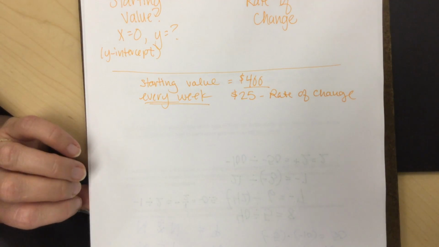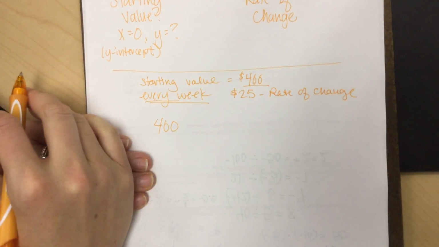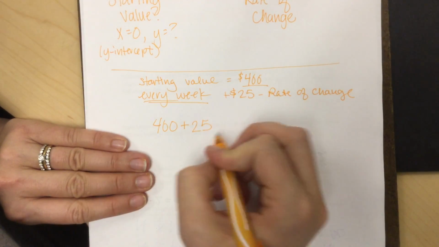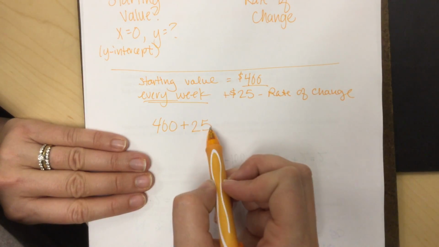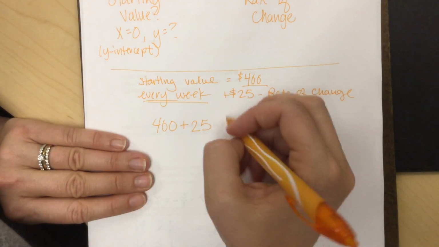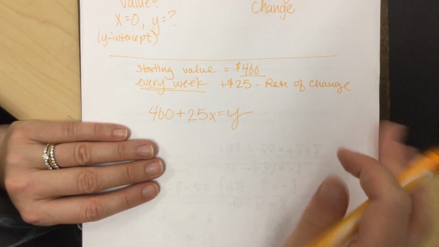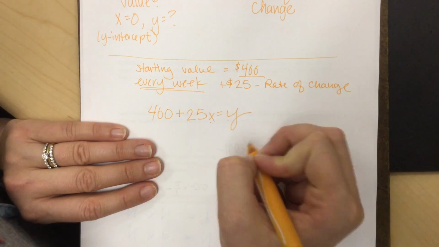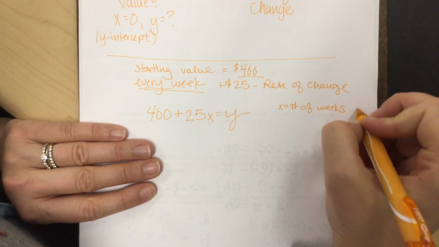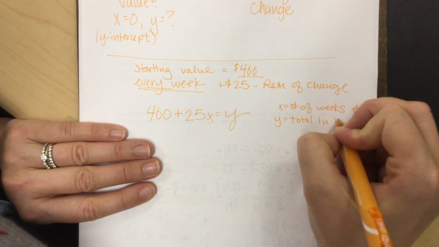So in order to figure out how much money is in your bank account, you start with your $400, and then you add, because it's an increase of $25 every week. Well, we need to represent that the number of weeks might be changing. That is one of our variables here. So every week, we multiply by x, and we get the number in our bank account, okay? This is our independent and dependent variables. So we'll just say that x equals number of weeks, and y equals total in bank account.